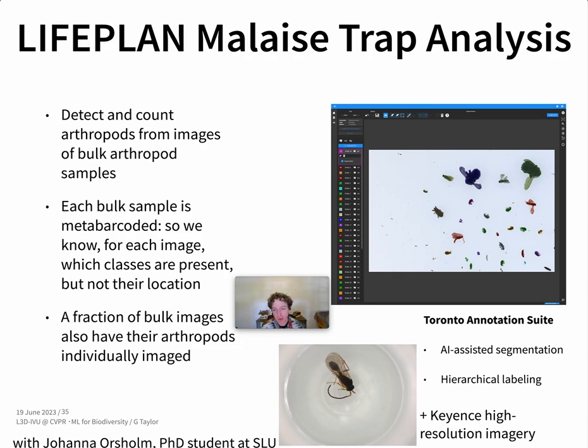And we have barcodes associated with everything that showed up in that particular sample. So this leads to an interesting vision setup where we have a varying number of possible classes for each image, and these are verified using the barcode. And we've been using the Toronto Annotation Suite to do segmentations of the insects using their AI-assisted segmentation tool, and also working with expert entomologists to do hierarchical labeling.